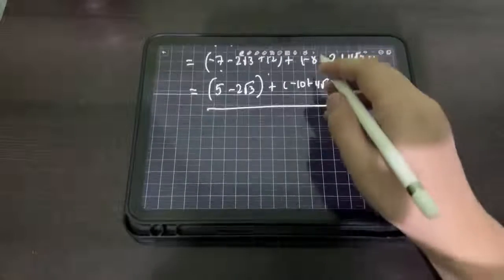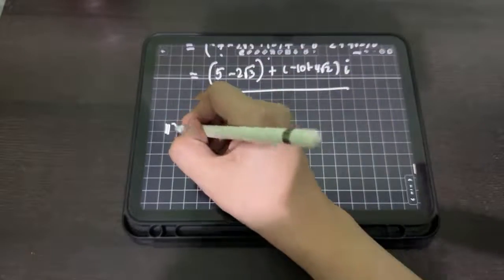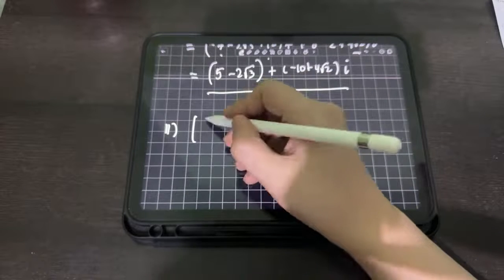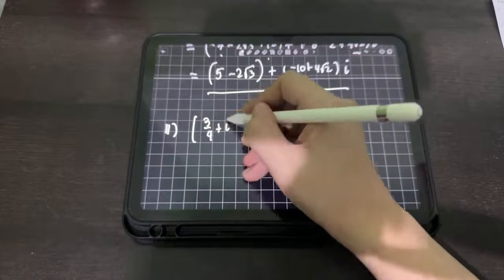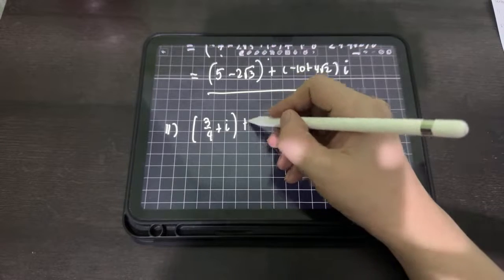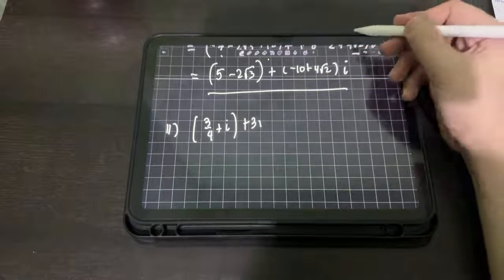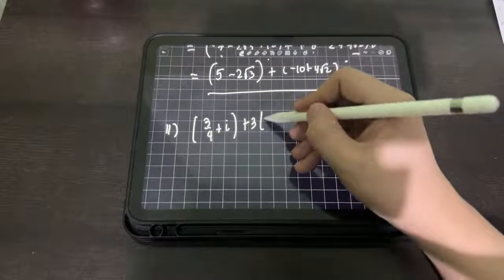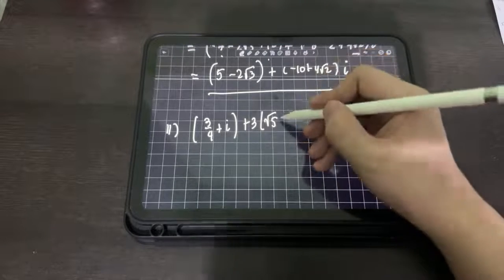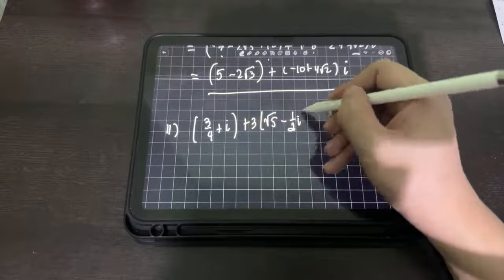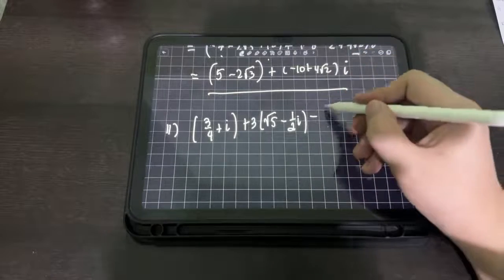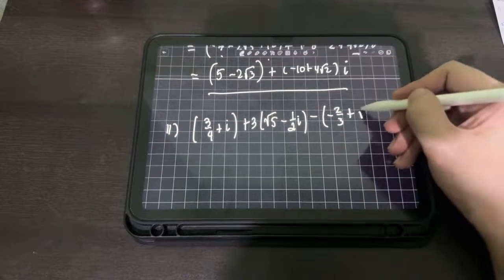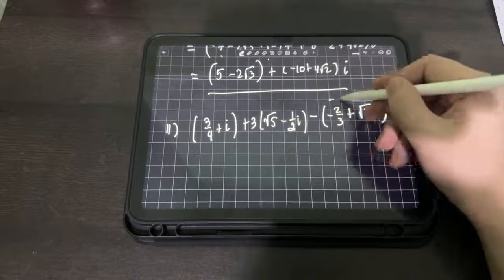Next, we have 11. Okay, what if we have 3/4 plus i, then plus 3 times (square root of 5 minus 1/2 i), minus the conjugate of negative 2/3 plus square root of 7 i.